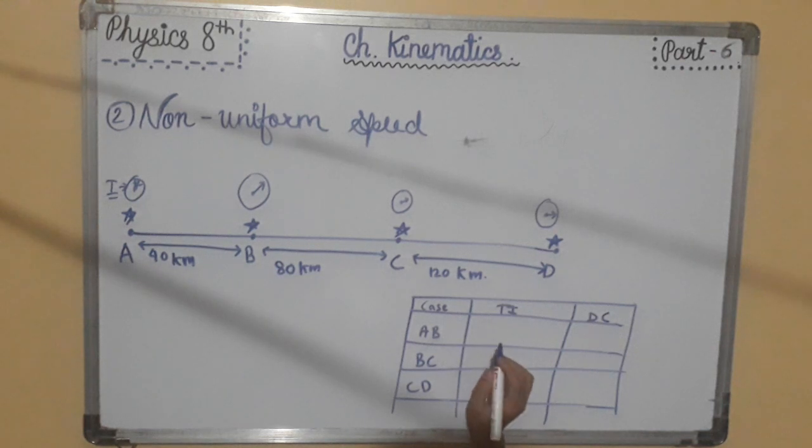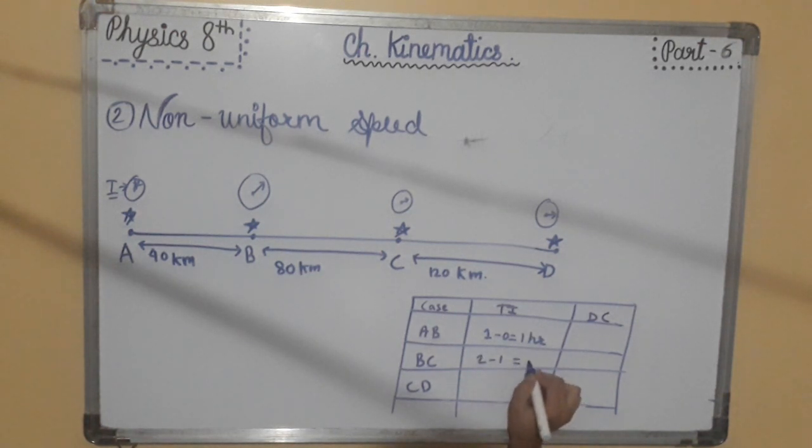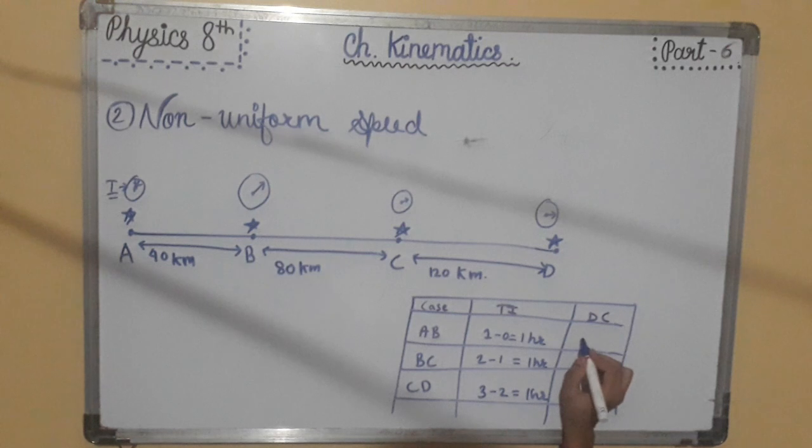The time interval of AB is 1 minus 0 equal to 1 hour. The time interval of BC is 2 minus 1 equal to 1 hour. The time interval of CD is 3 minus 2 equal to 1 hour. The distance covered for AB is 40 kilometer, for BC is 80 kilometer, and for CD is 120 kilometer.